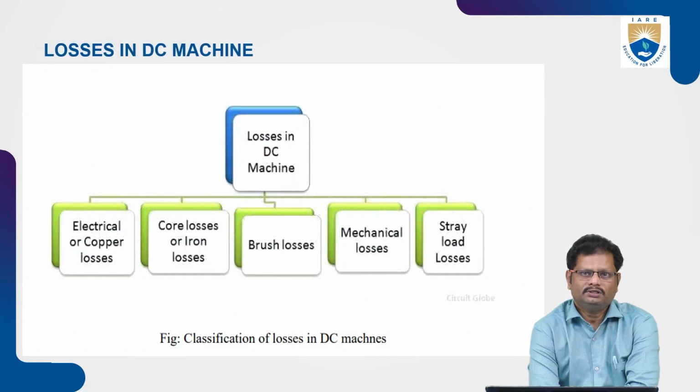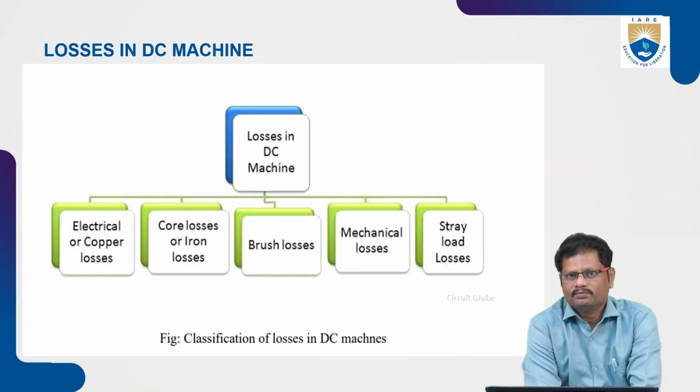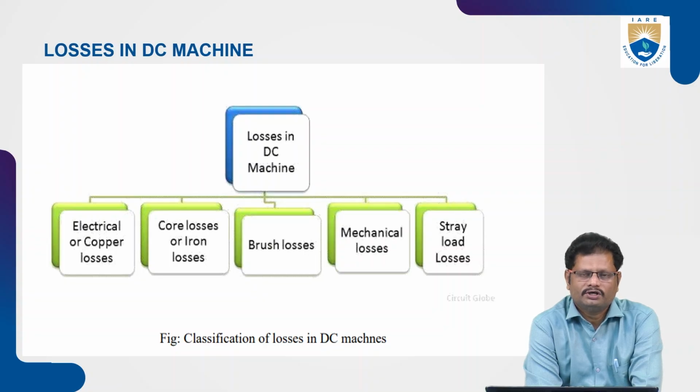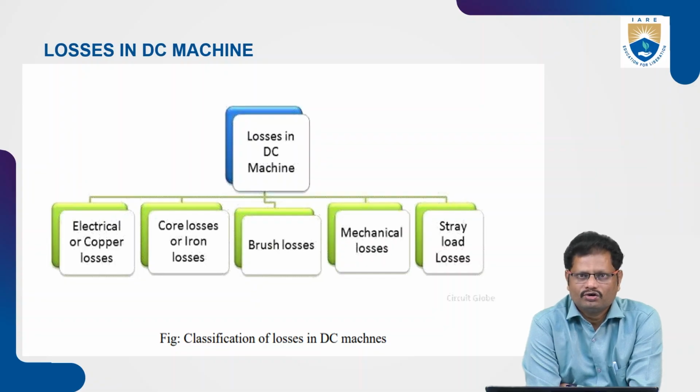Coming to the losses in DC machine, we know a DC machine can be a generator or a DC motor. A DC generator converts mechanical energy into electrical energy. A DC motor converts electrical energy into mechanical energy. So here input is electrical, output is mechanical. But in between input and output there should be losses because the machine consists of rotating parts. So it is a rotating device.